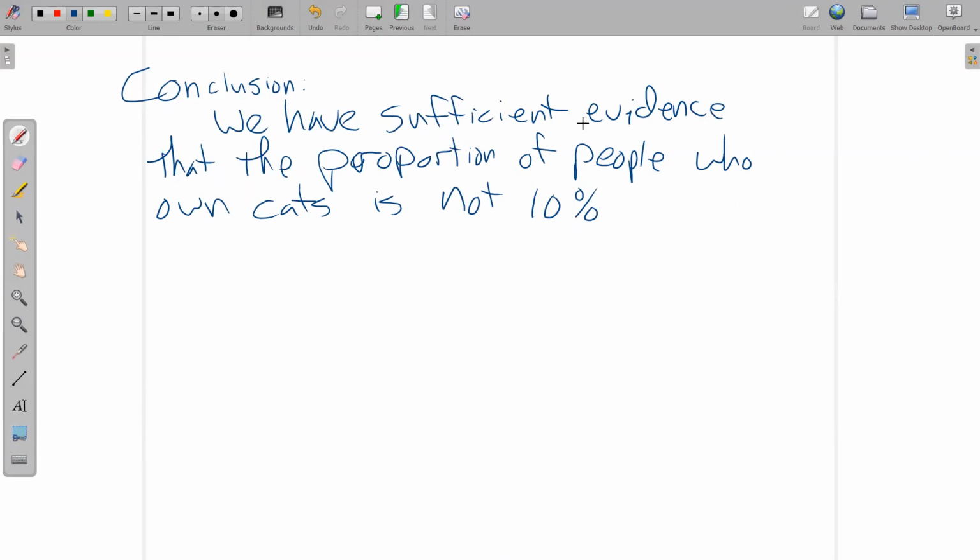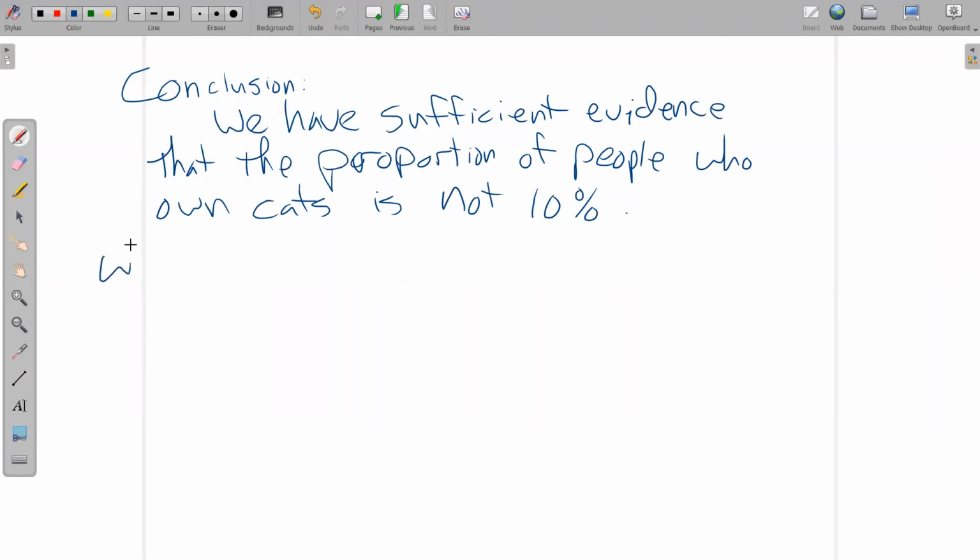I do need to do the sufficient evidence thing. And she might say, well, what do you mean you have sufficient evidence? Well, then I would have to state my p-value and state what it means, because the p-value is the evidence here. But this right here, that's it. That's my conclusion. As simple as I can put it.